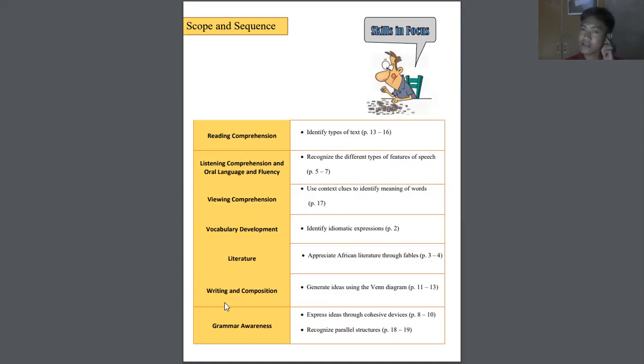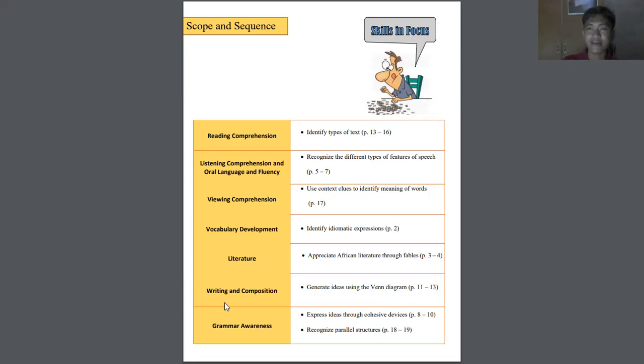Located beside these learning competencies are the topics or lessons that are found in this learning material. Together with the topics are the pages, so that whenever the students want to go to a certain topic, it will be easier for them to go directly to the topic they want to learn. For example, if they want to identify types of text in reading comprehension, they can go directly to page 13 to 16. So this is my scope and sequence.